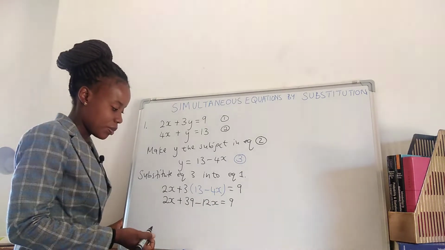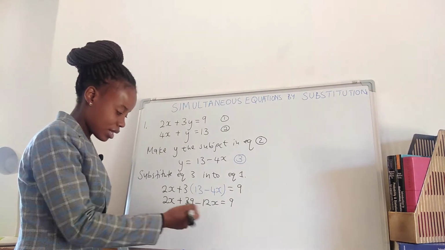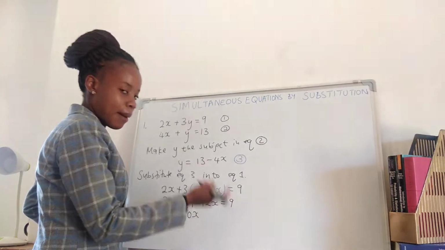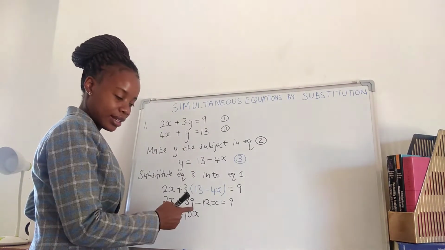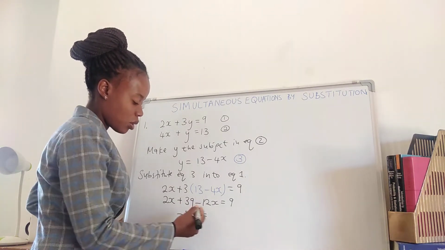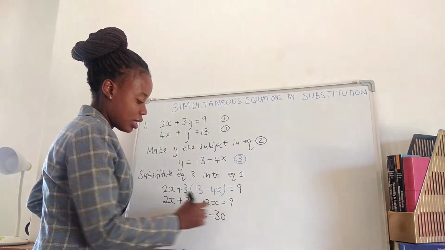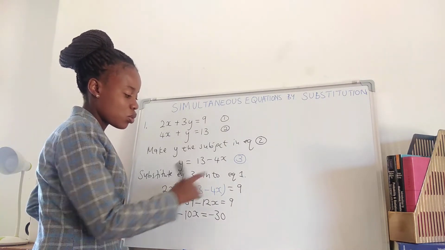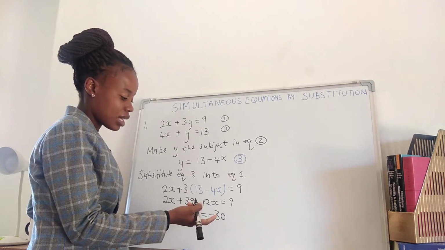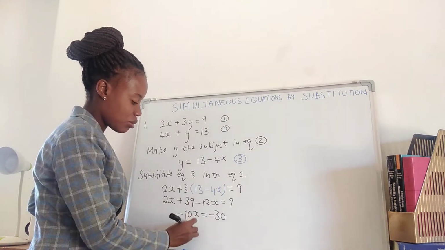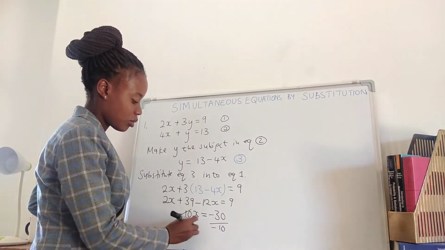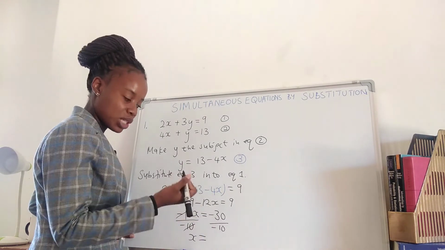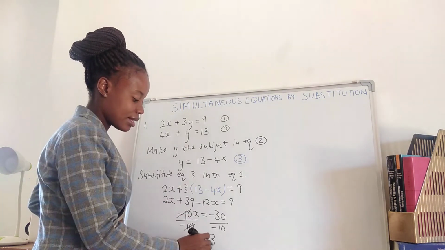We collect like terms. 2x minus 12x is negative 10x, and 9 minus 39. 9 minus 39, we're going to have minus 30. The reason it's minus 39 is because on this side it was positive 39, so when it goes to the other side, it becomes negative 39. Then we divide by negative 10 on both sides. A negative number divided by a negative number gives a positive number. So our x is 3.